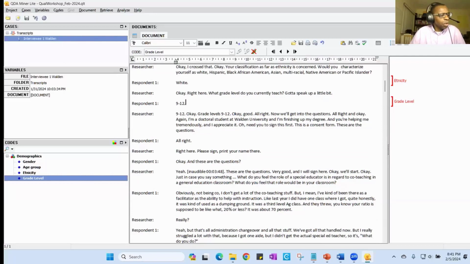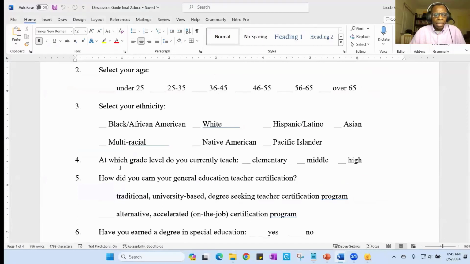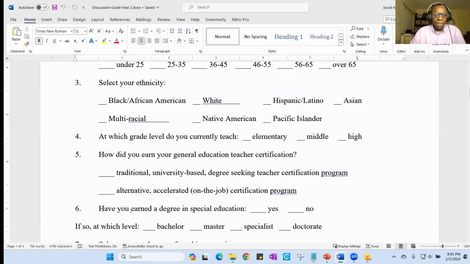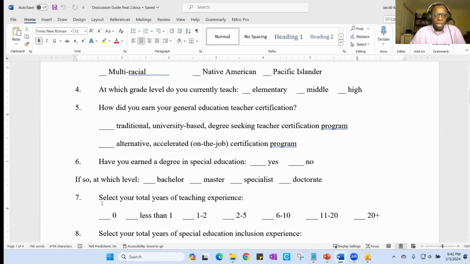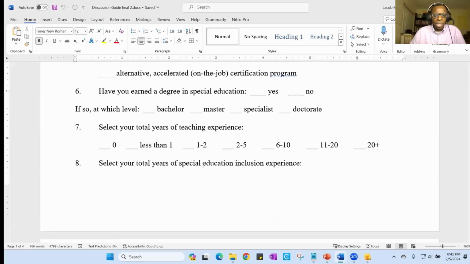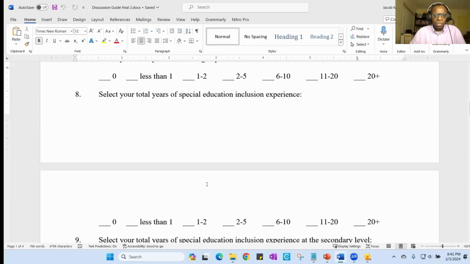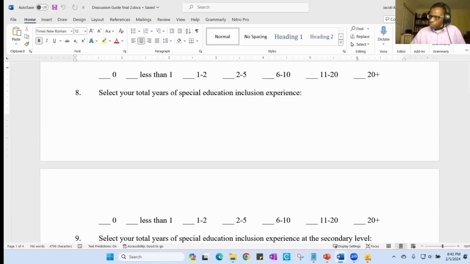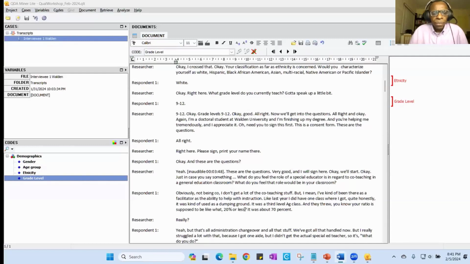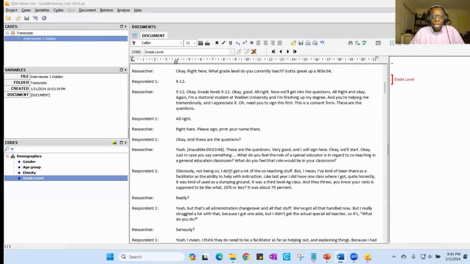So there's some other questions that are under demographics. He's got grade level, and then how did you earn your general education certification? And have you earned a degree in special education? Yes or no? And select total number of years teaching experience and total number of years teaching students with disabilities. So there's some additional questions here that he's going to answer. These are the questions.